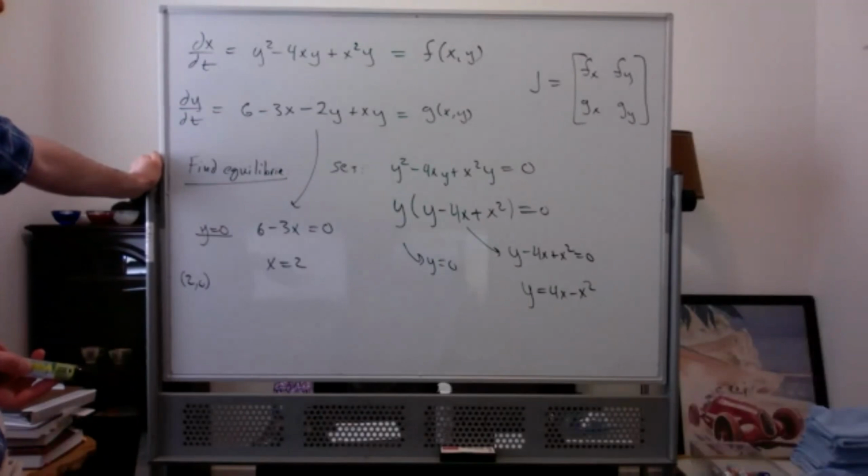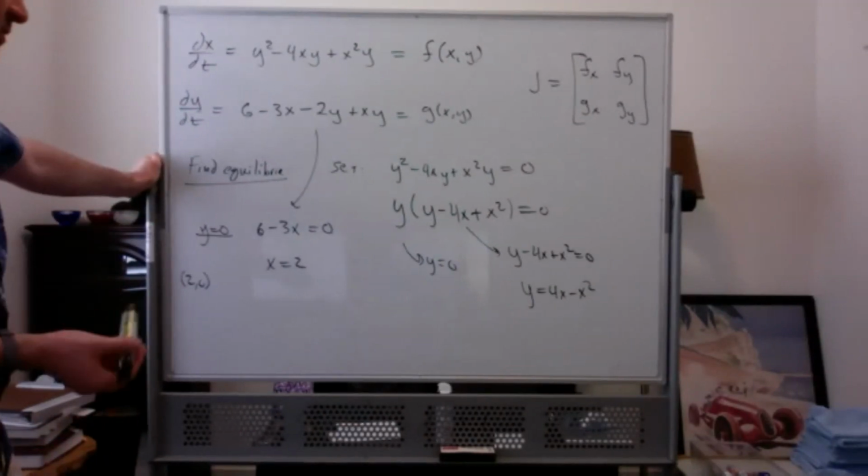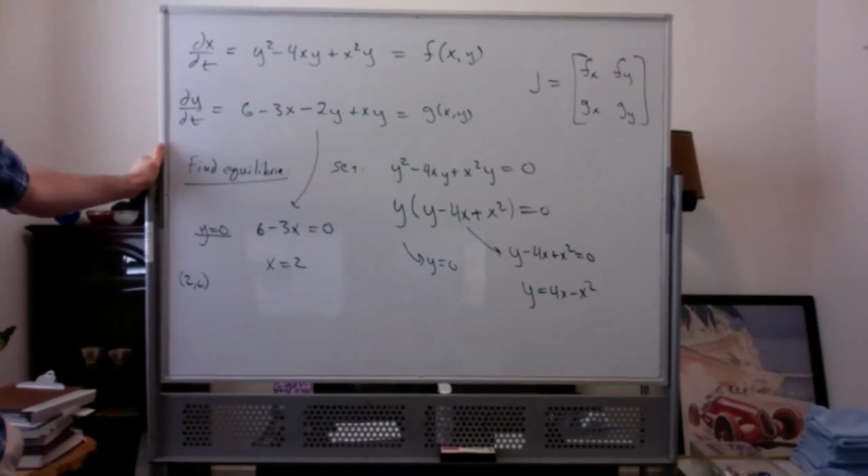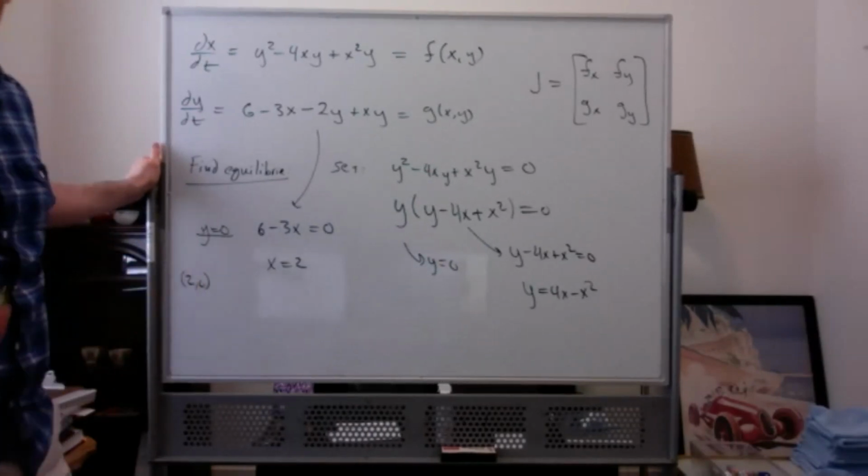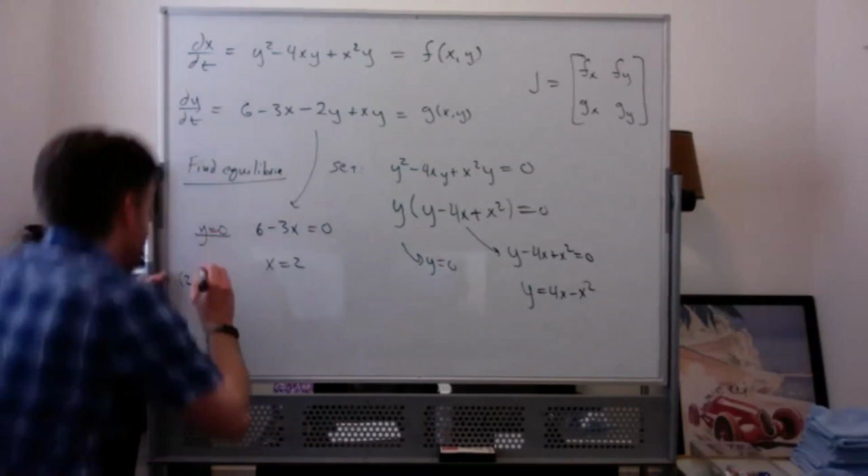And I don't think I get anything else by plugging in y equal to 0. So let's try plugging in y equal to 4x minus x squared. Now that seems like it's going to get kind of terrible. I actually don't know what's going to happen because I did this a different way. But let's see what happens.